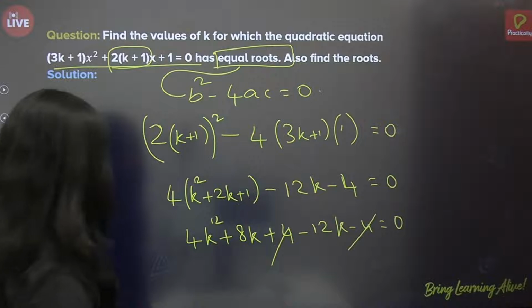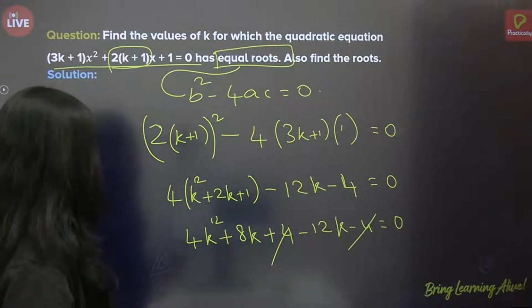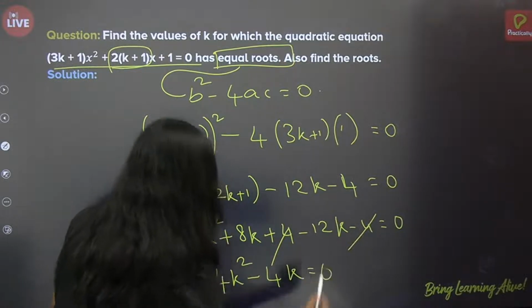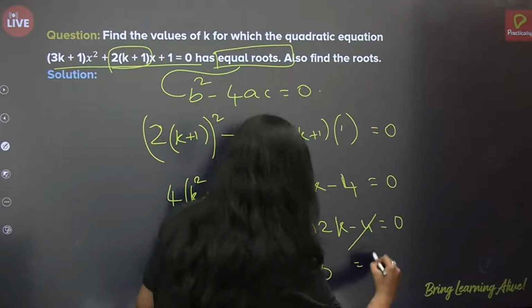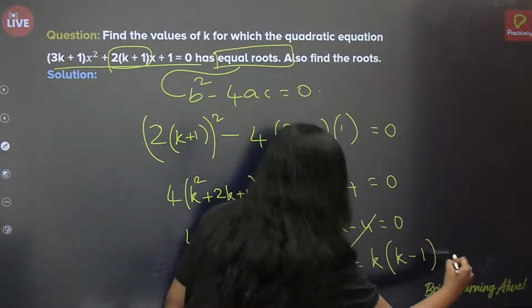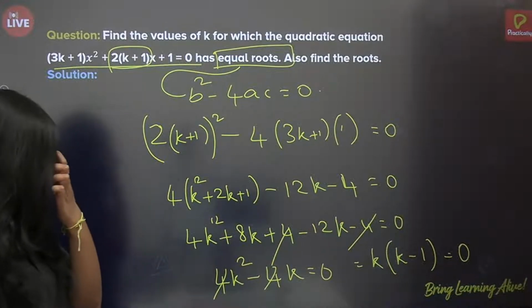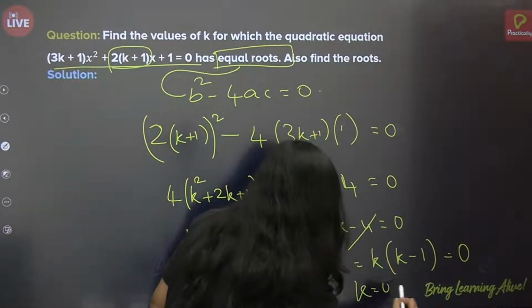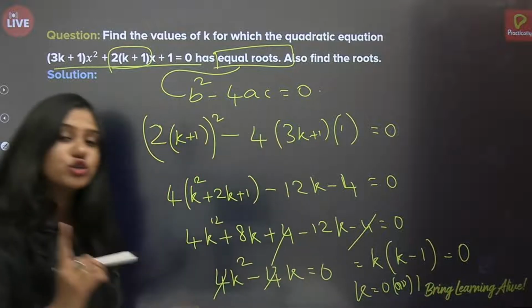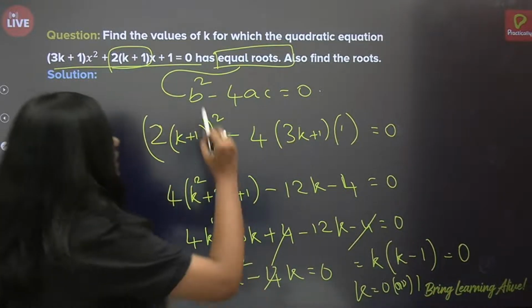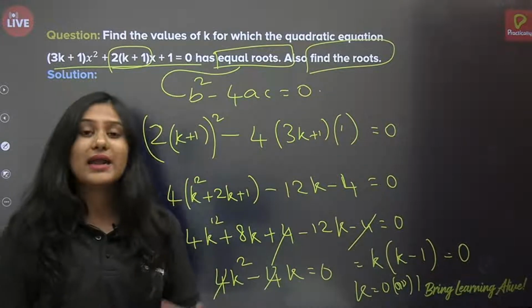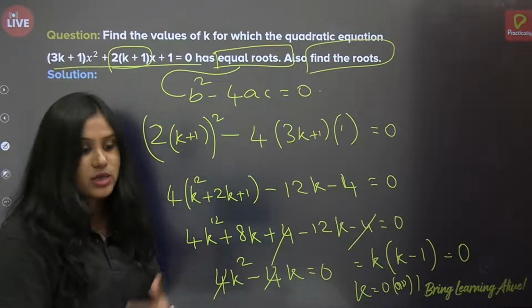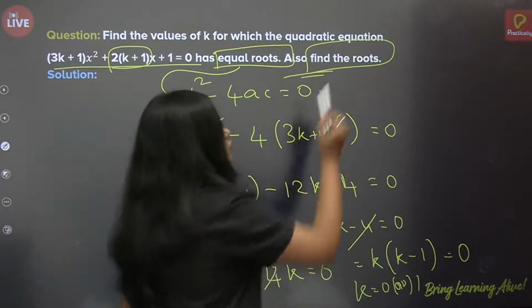Right? So this will be what? Plus 8k minus 12k is minus 4k. So 4k square minus 4k equals to 0. This will be 4k of k minus 1 equals to 0. Correct? Okay. So either k equals to 0 or 1. But you shouldn't stop the solution here. Why? Because they have also asked us to find the roots. And if they give the problem, it might be for 4 marks. Correct? So till now you would be getting 2 marks. To get further 2 marks, you have to also find the roots.